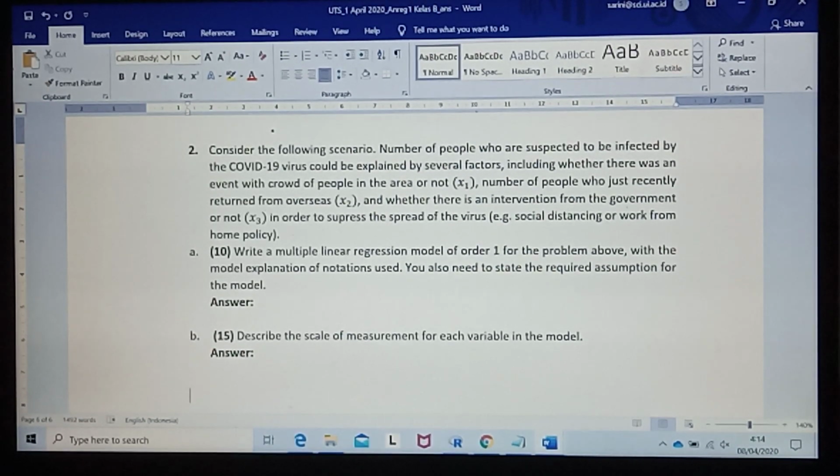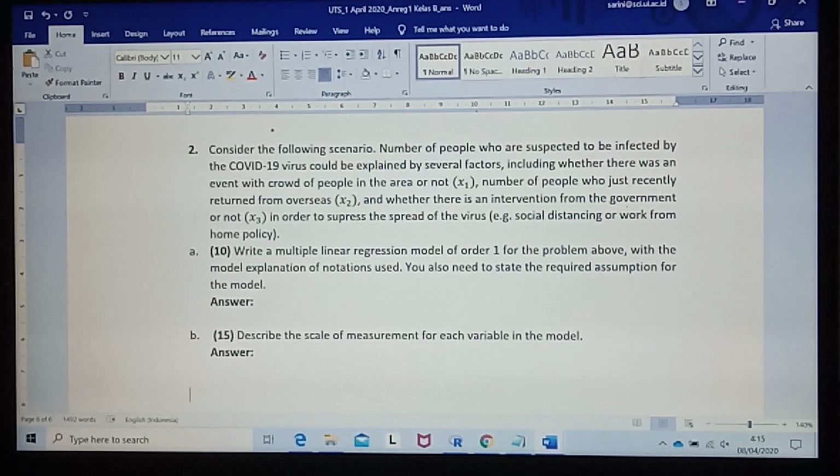Okay, now we proceed to question number 2. This is just a made-up scenario. About the COVID-19 virus, it is suggested that the number of events with crowds, the number of people who just recently returned from overseas, and whether there is an intervention from the government or not may explain the number of infected people in a certain area.